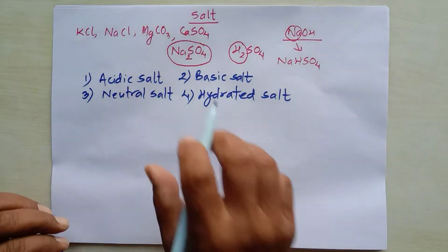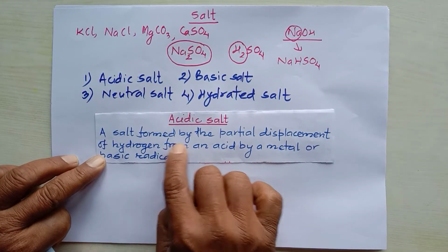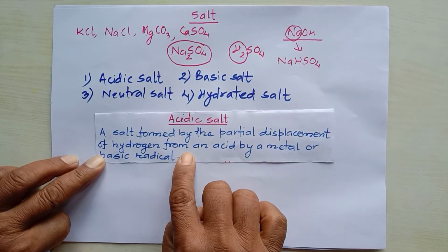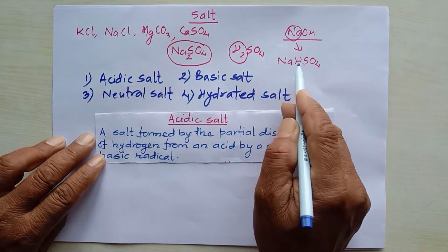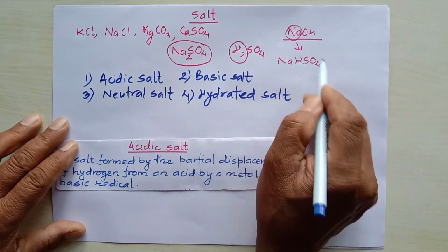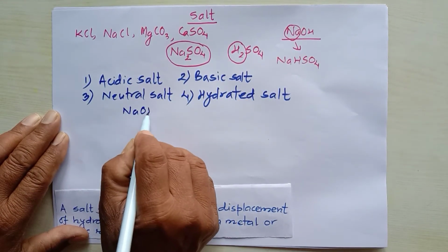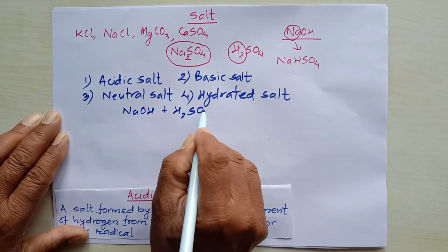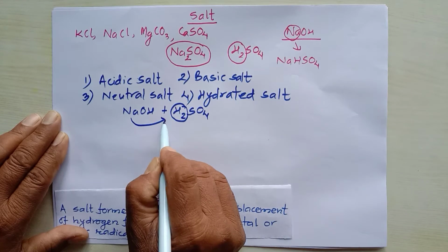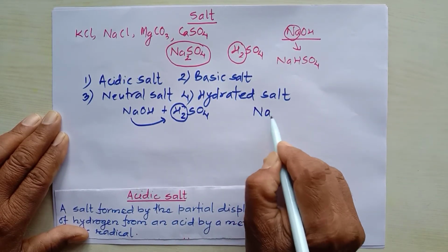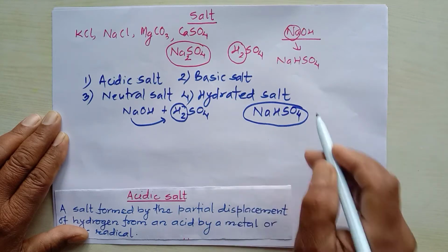Acidic salt. What is it? We can define acidic salt like this: a salt formed by the partial displacement of hydrogen from an acid by a metal or basic radical. Just before this, I told you about sodium bisulfate. We can assume that it is formed by the reaction of sodium hydroxide and sulfuric acid, H2SO4. And if this hydrogen is partially displaced by sodium, then what forms? Sodium bisulfate forms. And here hydrogen is not completely displaced. This way, if any salt forms, then that is called acidic salt.